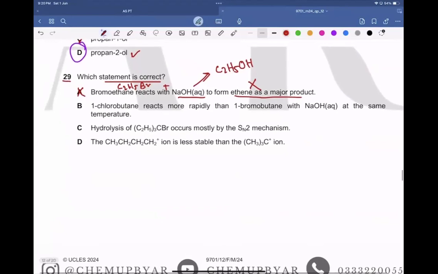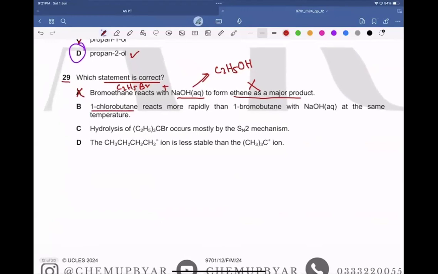Now, 1-chlorobutane reacts more rapidly than 1-bromobutane. No. Bromobutane is more reactive and chlorobutane is less reactive because of the bond strength. Chlorine has a stronger bond with the carbon as compared to bromine, so that's why its reactivity decreases. So B is wrong.